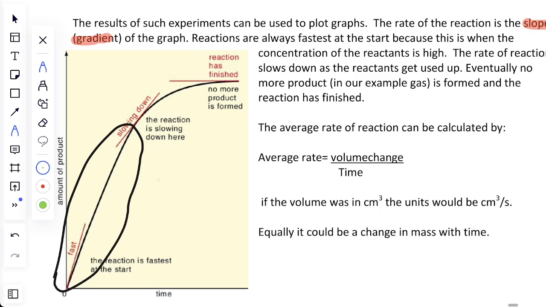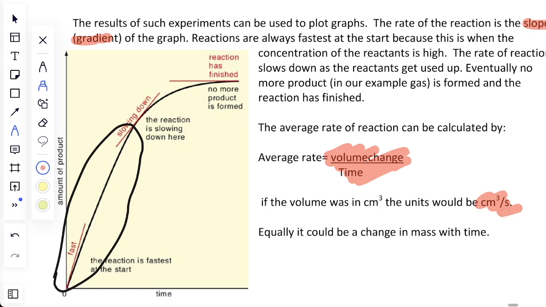Okay, now the average rate of a reaction can be calculated with this formula here. The formula they have used here is the volume change over the time taken. Because we used a stopwatch, we've measured the time, and we've also measured the volume with the gas syringe. If the volume was in centimeters cubed, the units would be centimeters cubed per second. If you measured a gas in dm cubed, it would be dm cubed per second.